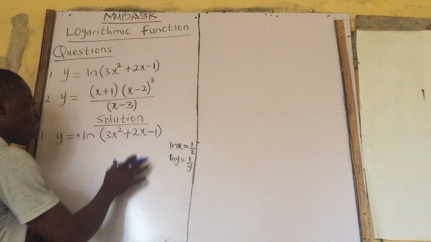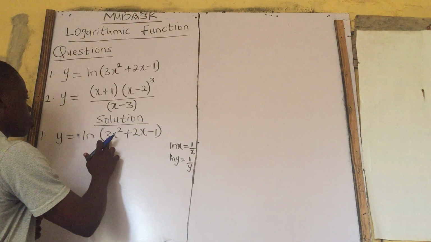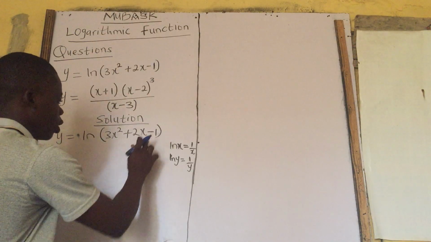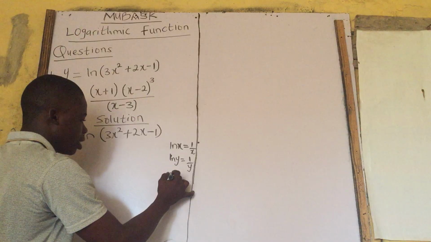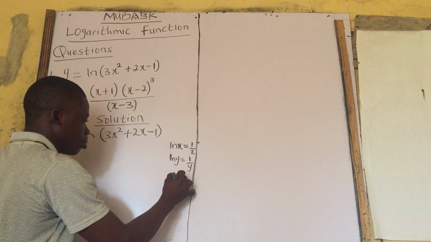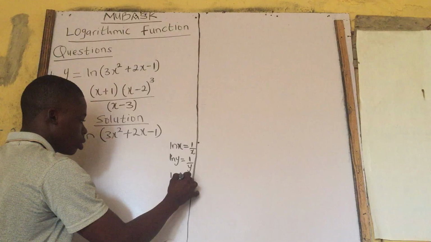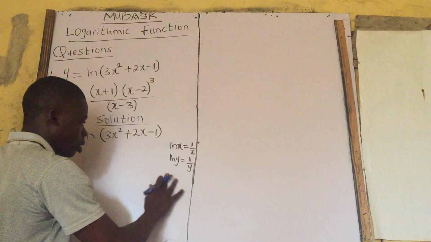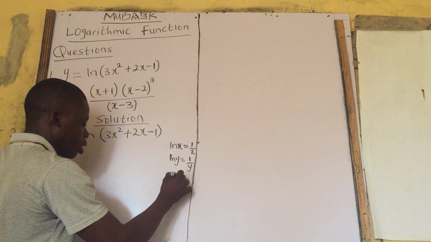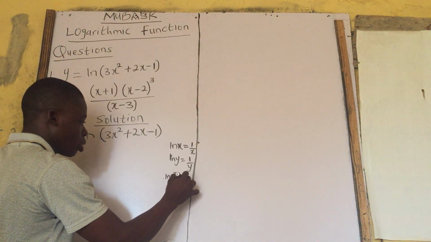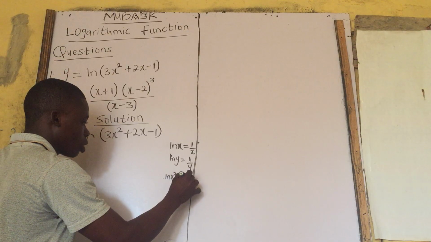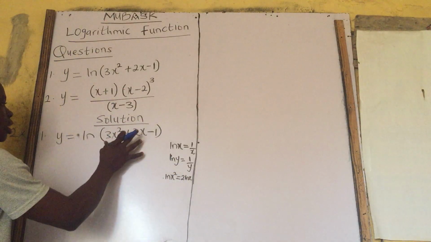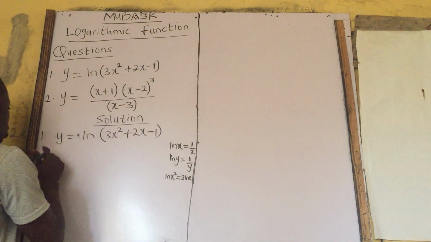But in this way, they are giving us a function that is very big, which is 3x squared plus 2x minus 1. Even if you give, like this, natural logarithm x squared, if you want to differentiate it, this square will come down. Natural logarithm x squared, this square will change to 2 natural logarithm x. So that is that. But here, we have to differentiate this function.